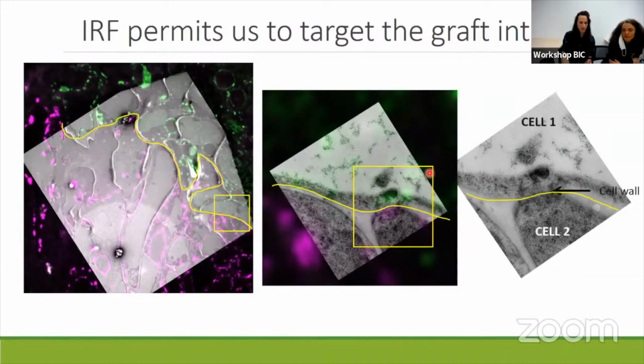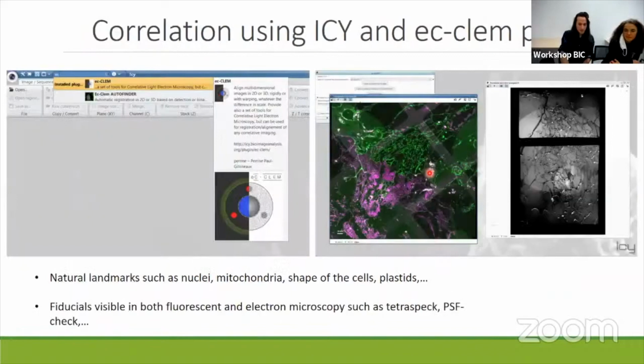If you remember well, at the beginning of my talk, I said we can use our method for electron tomography. And this is how we'll compensate for the thickness of the section, I would say. So first, for correlation, I'm using Icy and the EC-CLEM plugin, but I won't go into detail because there will be another part for that, I guess. So basically, I'm using this software, which I find quite easy to use.